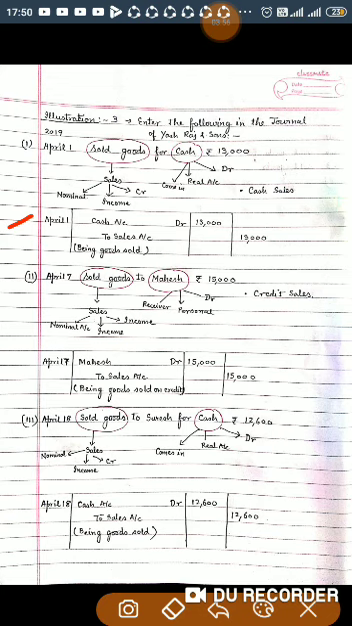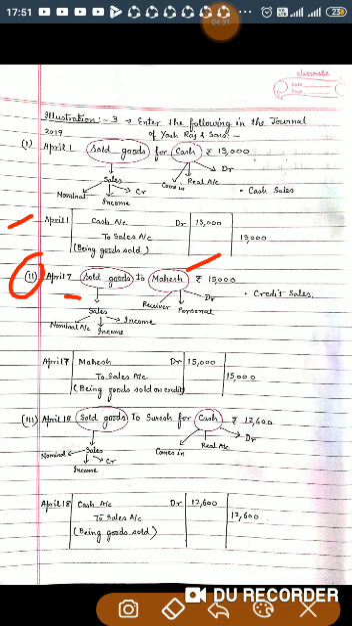Now the next transaction is April 7: sold goods to Mahesh rupees 15,000. First of all, we can say it is a credit transaction because in this transaction cash is not mentioned. Mahesh is our customer. Two accounts are involved: the sales account and Mahesh.